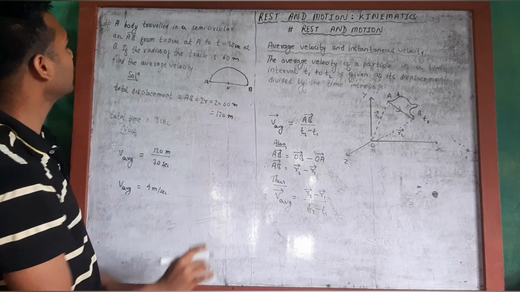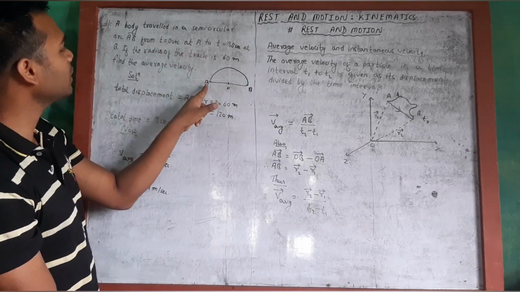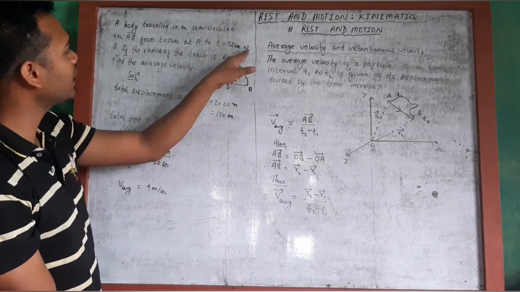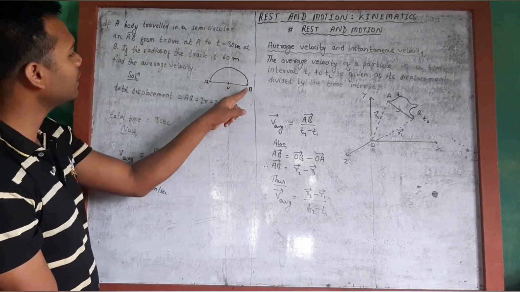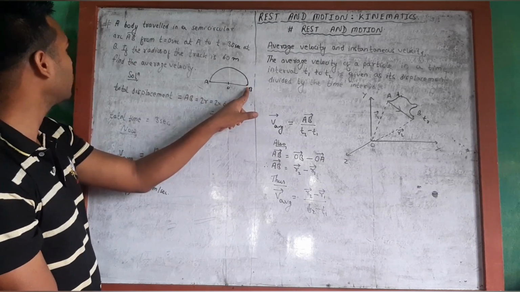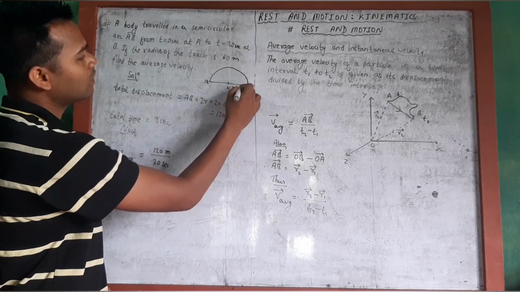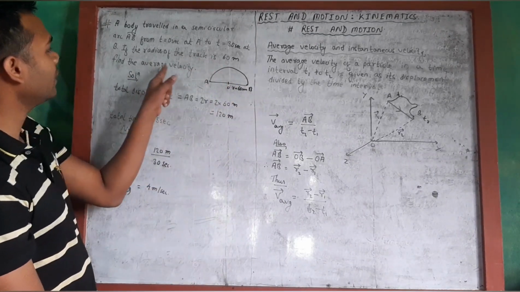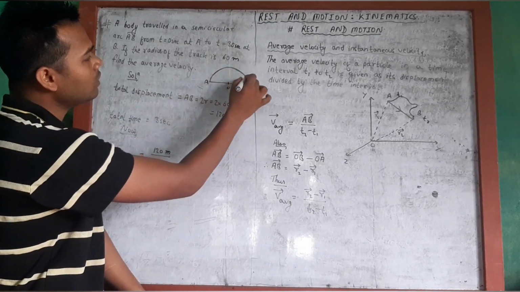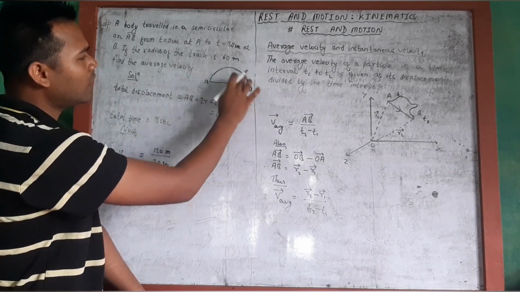Here is the origin. The body travels along arc AB from t equals 0 second at A, that means at t equals 0 second the body is at point A, to t equals 30 seconds at point B. That means in the time interval of 30 seconds the body reaches point B. If the radius of the track is 60 meter, find the average velocity. Here the body has traveled this semicircular path to reach point B, but we do not need that.